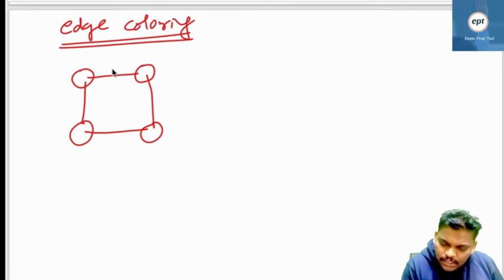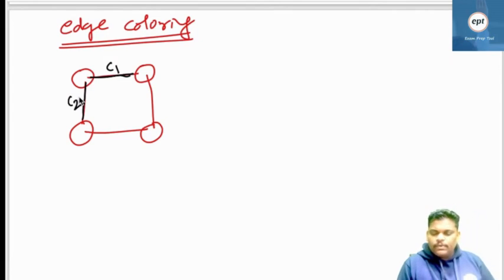Can you help with how many colors? Because these two edges are adjacent, they cannot contain the same color. So C1 here, C2 here. Two edges are adjacent because of the common vertex. Vertex 1 is common, so they should have different colors. Next, this one and this one are adjacent. Vertex 2 is adjacent to this edge also, so I can give C1.